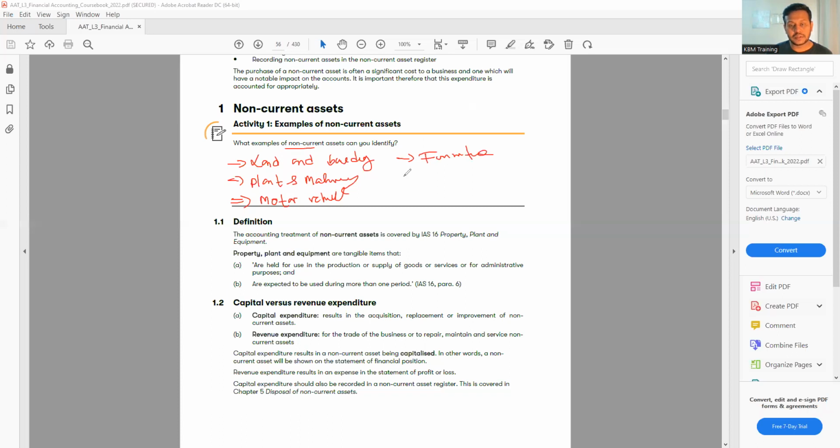Furniture. And we can say computer. All of this is our non-current asset because we buy it to use it in the business.